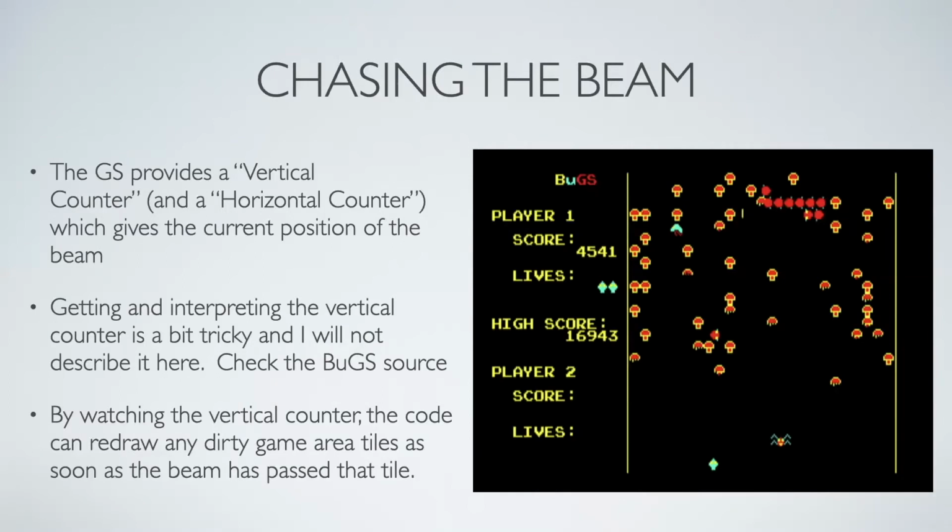to the video memory. On the GS, there's a vertical counter and a horizontal counter that gives you information about where the beam is. BuGS only cares about the vertical counter. Also, reading the counter is a bit tricky given how it appears in memory, and I'm not going to go into those details. Suffice it to say that it is possible to peek a couple bytes in memory and watch for a particular value and know that the beam is below scan line 8, or the beam is below scan line 16. And once we have this, the code can redraw each dirty tile in all the rows that have already been displayed by the beam.